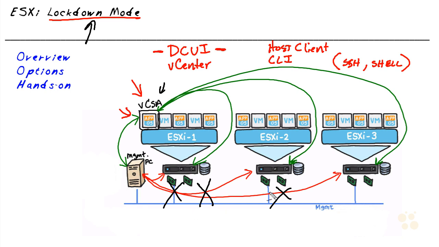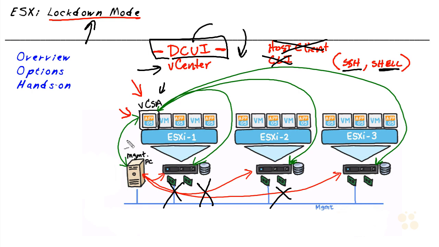So lockdown mode would wipe out the CLI if it was accessed via SSH. It would knock out the host client, so it would no longer be able to be used. And virtually the only access that we'd have to each of these ESXi hosts would be through vCenter, and also in normal lockdown mode, we also still have the direct console user interface.